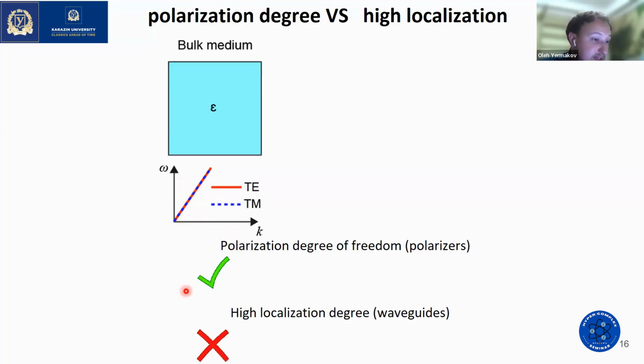And due to this fact, we can easily manipulate the polarization of light. So to change the polarization, we just need to break this degeneracy by introducing some anisotropic material, usually uniaxial crystals. This is the simplest way, but there are a lot of ways. But if you break this degeneracy, you can change the polarization on demand.